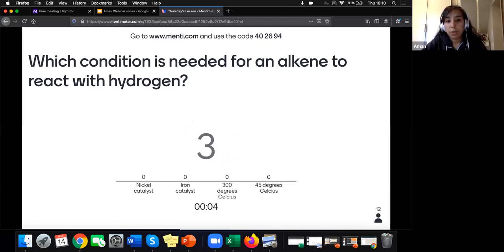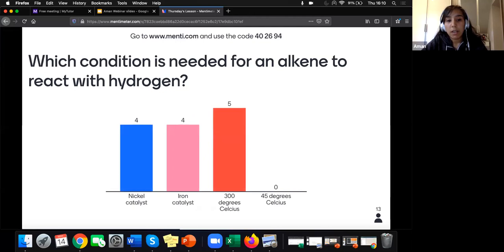So what do we think there? The answer is the nickel catalyst. It's actually done at 60 degrees, so the 300 degrees isn't correct. The reaction is done at 60 degrees with a nickel catalyst.